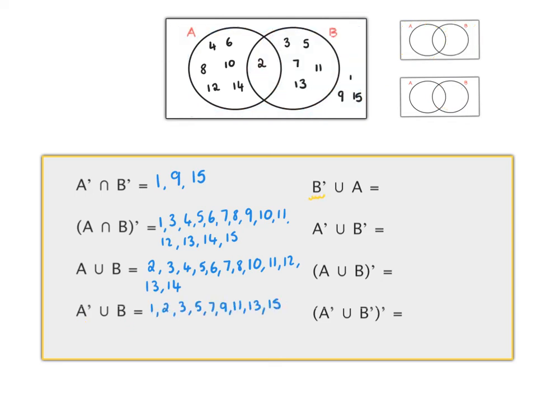Next, we're going to shade B complement on the first diagram and A on the second. So B complement is everything that's not in B, and A is the circle A. Then we need to look at what is shaded in both of these diagrams and shade that on our main Venn diagram. So it'll be everything apart from the circle B that doesn't contain A, and then write those numbers down.